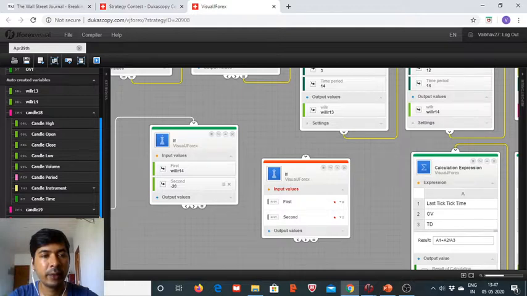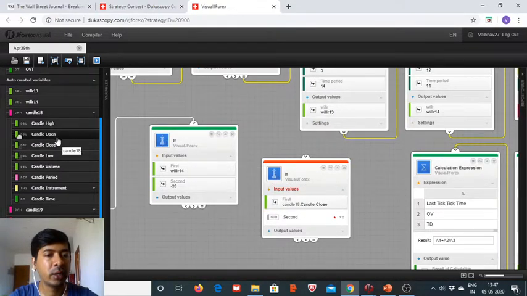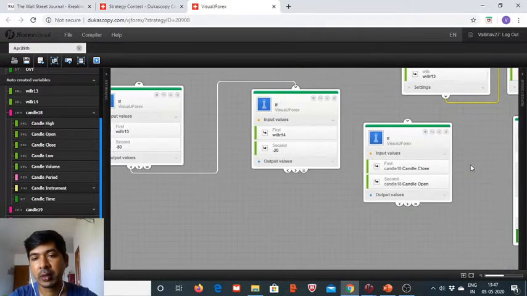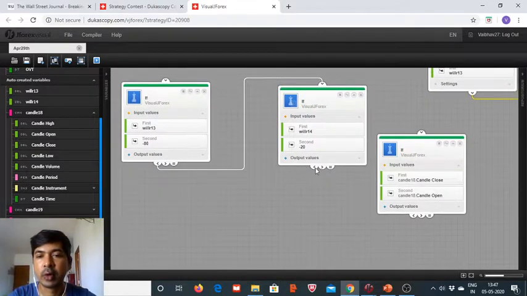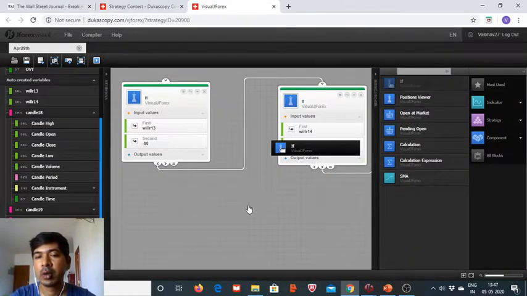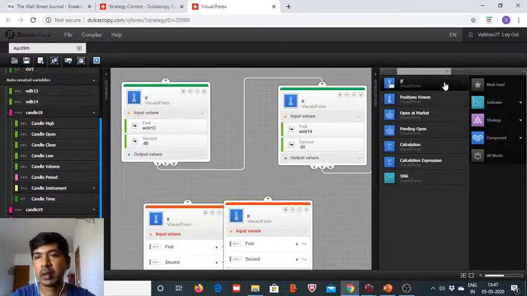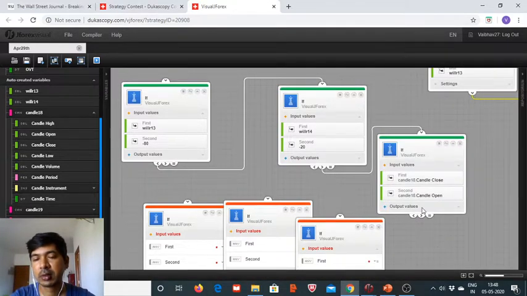And we want candle 18's close to be higher than the opening levels, and as I said, it should have been above minus 20. So we take this, we bring in a couple of more if blocks, and then we join the dots.